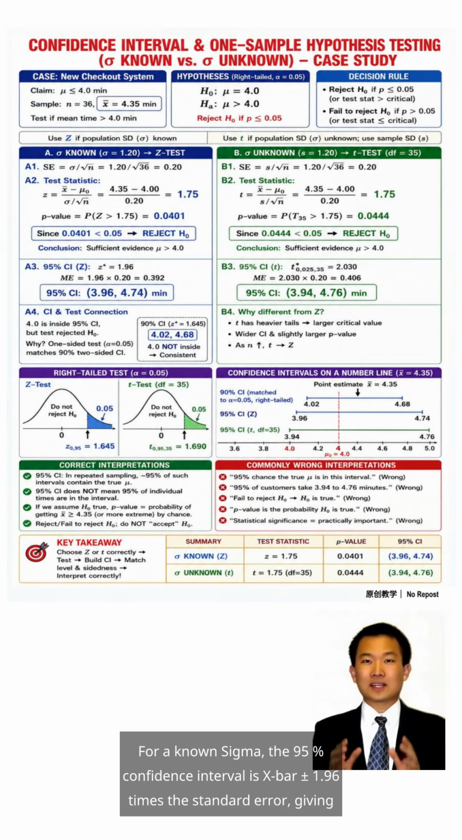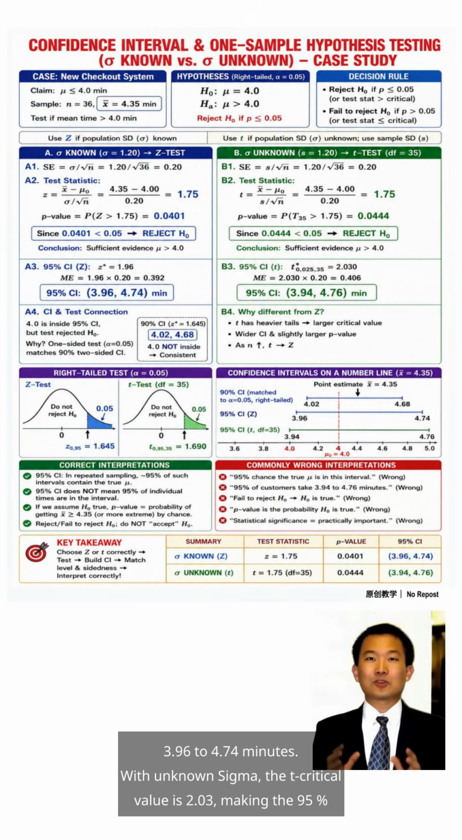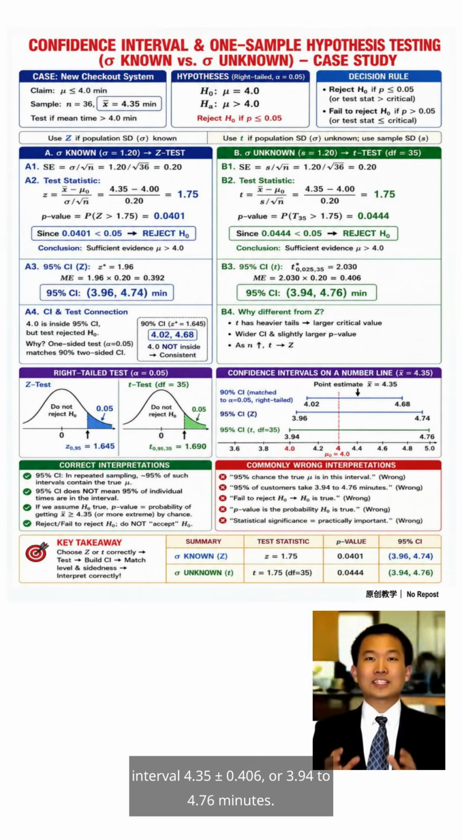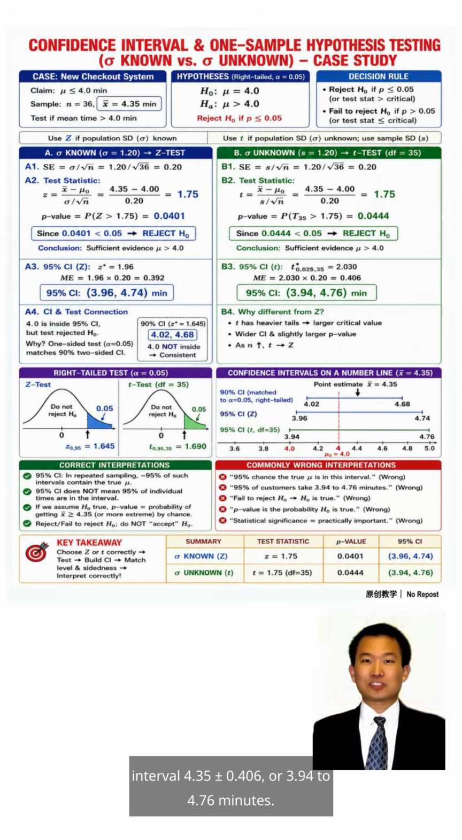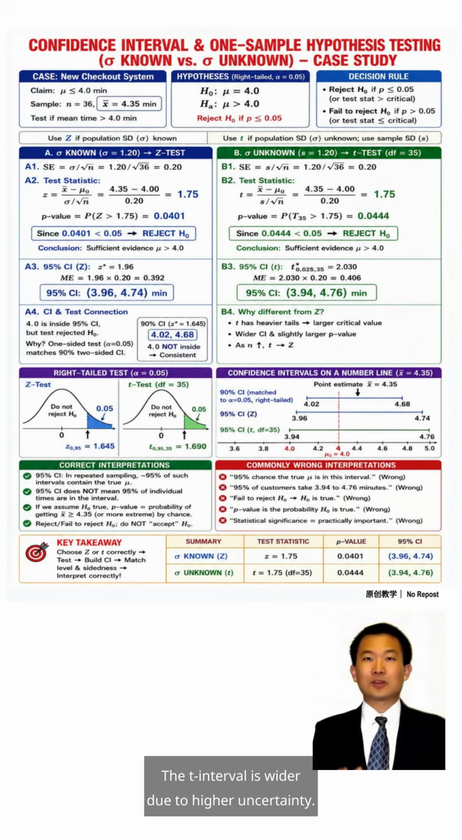For a known sigma, the 95% confidence interval is x bar plus or minus 1.96 times the standard error, giving 3.96 to 4.74 minutes. With unknown sigma, the t-critical value is 2.03, making the 95% interval 4.35 plus or minus 0.406, or 3.94 to 4.6 minutes. The t-interval is wider due to higher uncertainty.